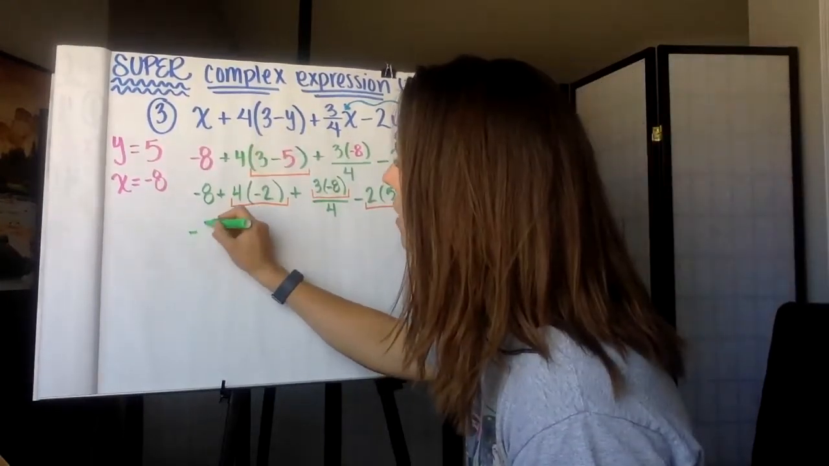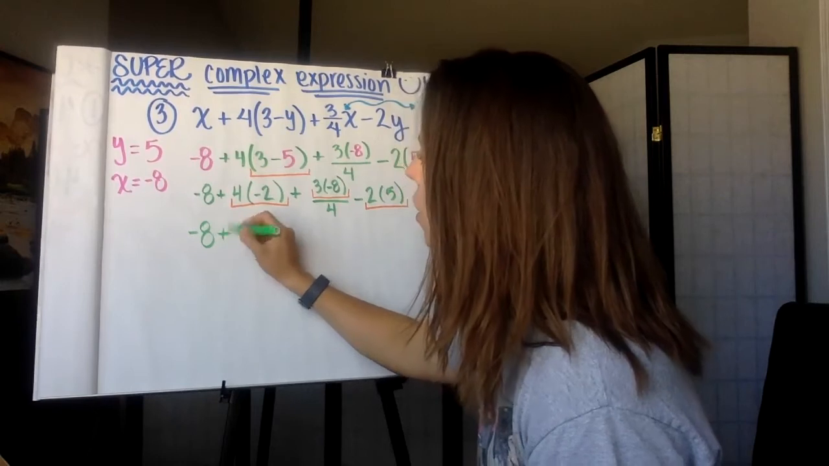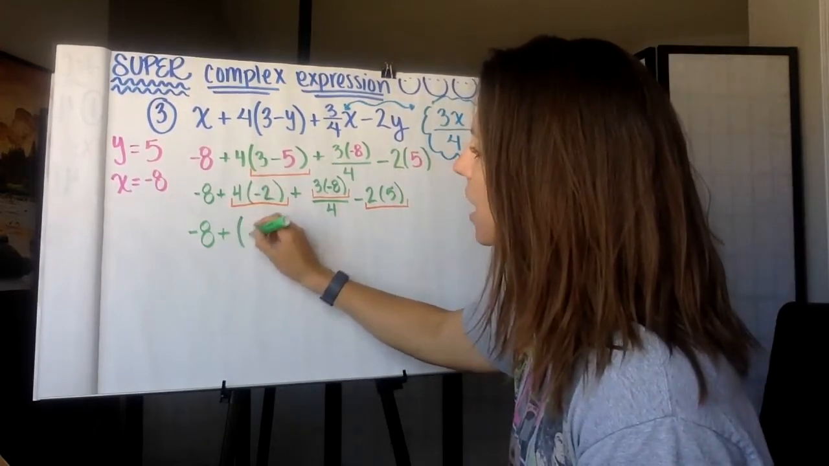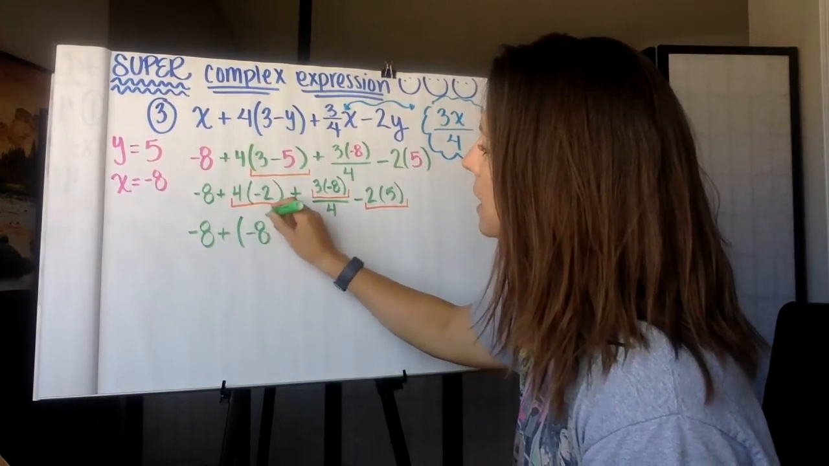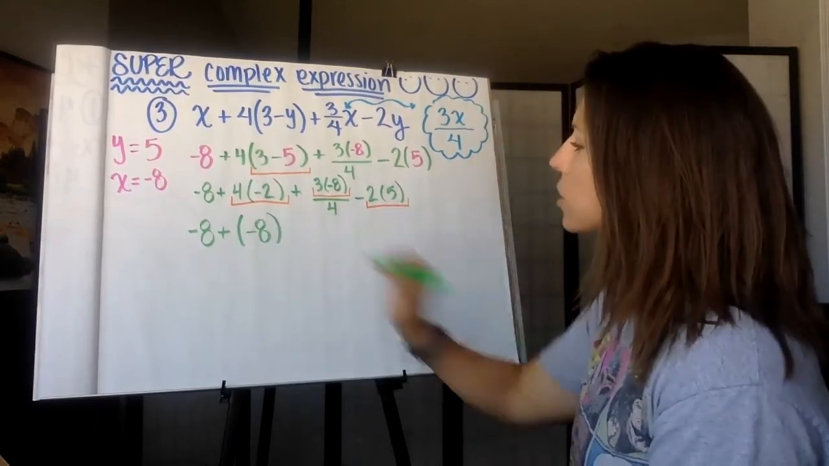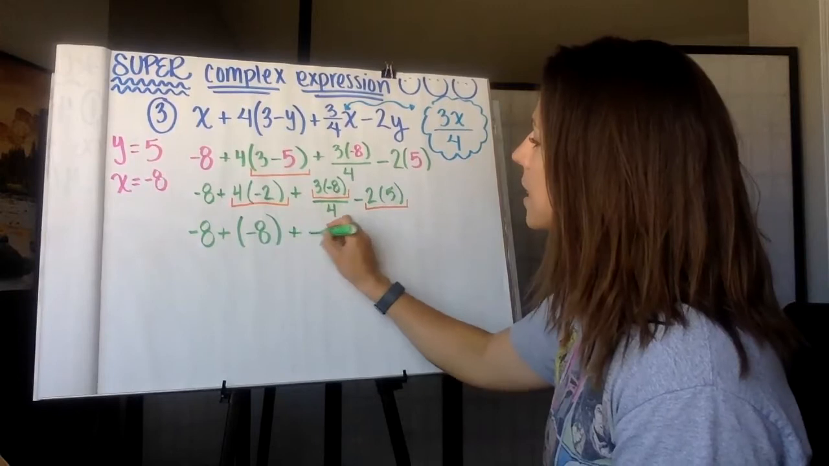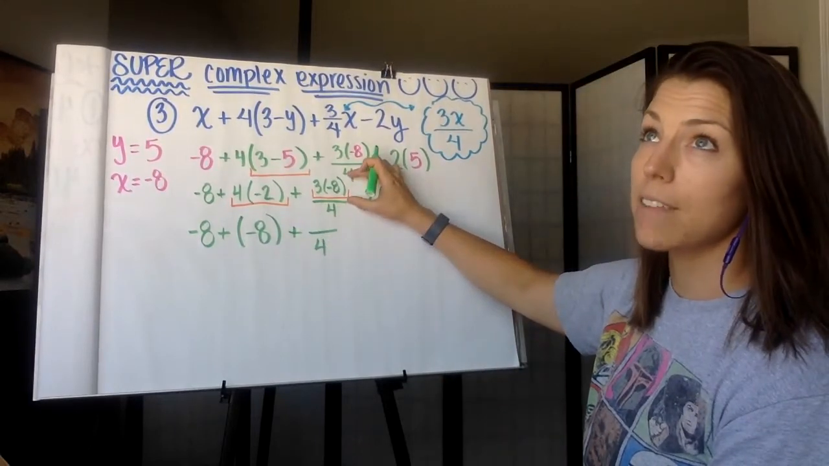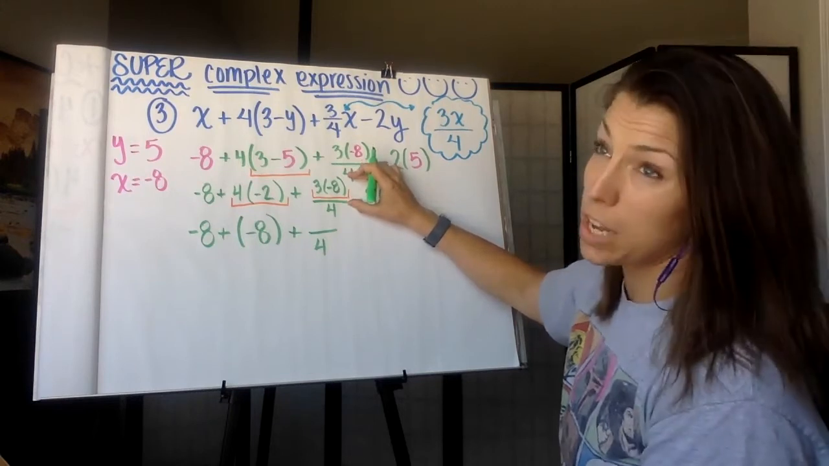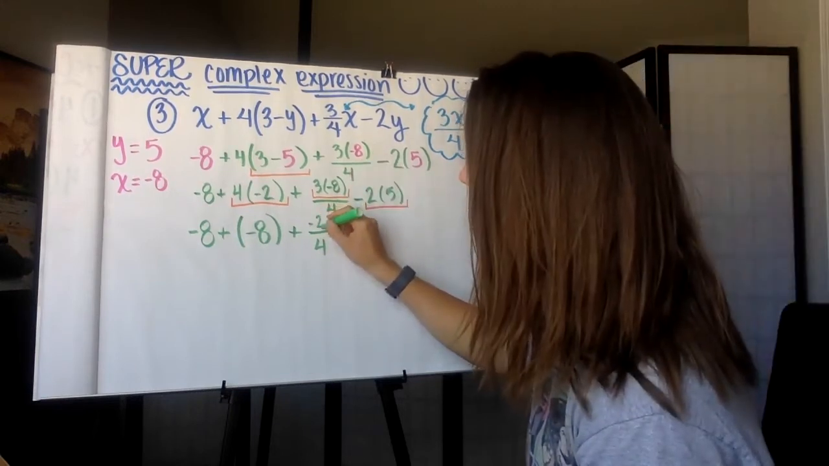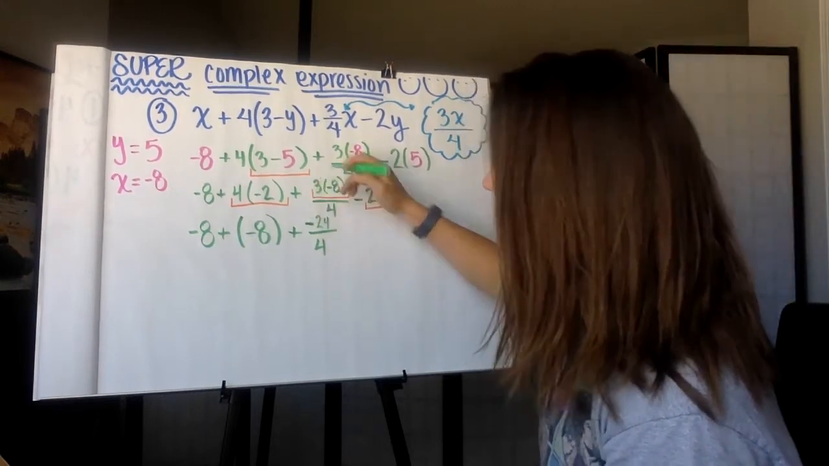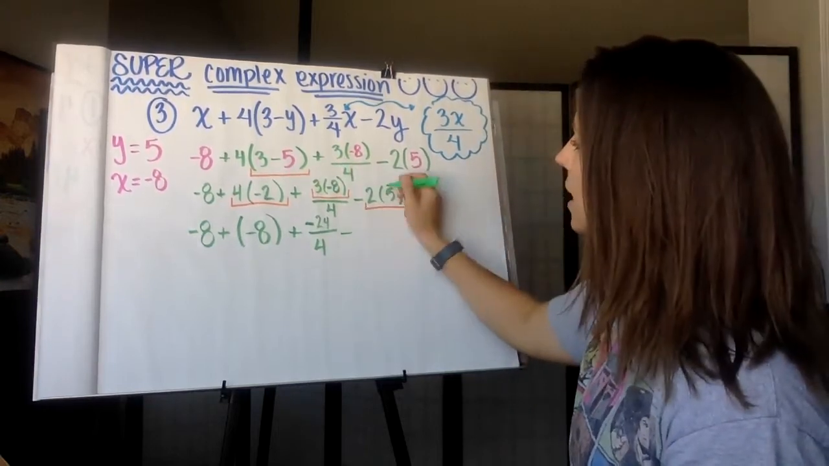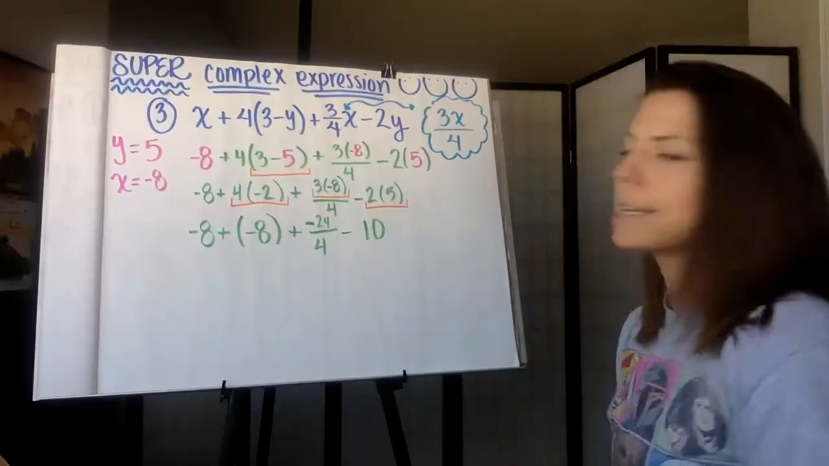So we have -8 plus 4 times -2, positive times the negative is -8. Notice that I'm putting that in parentheses because I don't want to mistake that for a subtraction symbol. Plus, this is still going to be divided by 4, but I am going to simplify that product. 3 times -8, well, 3 times 8 is 24, so that must be -24. And look at that, you're almost done with that fraction. It just turned into a quotient. Minus 2 times 5, easy peasy, 10.